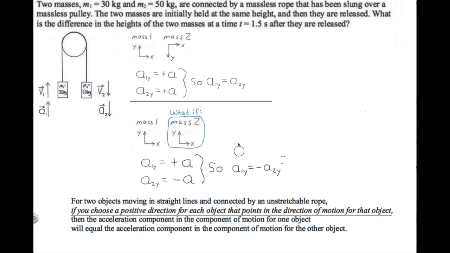This example confirms that this rule only works if we choose a positive direction for each object that points in the direction of motion for that object. So you can see that it was best to choose the direction of motion for mass 2, down, as the positive y direction for mass 2, to avoid having to deal with this negative sign.